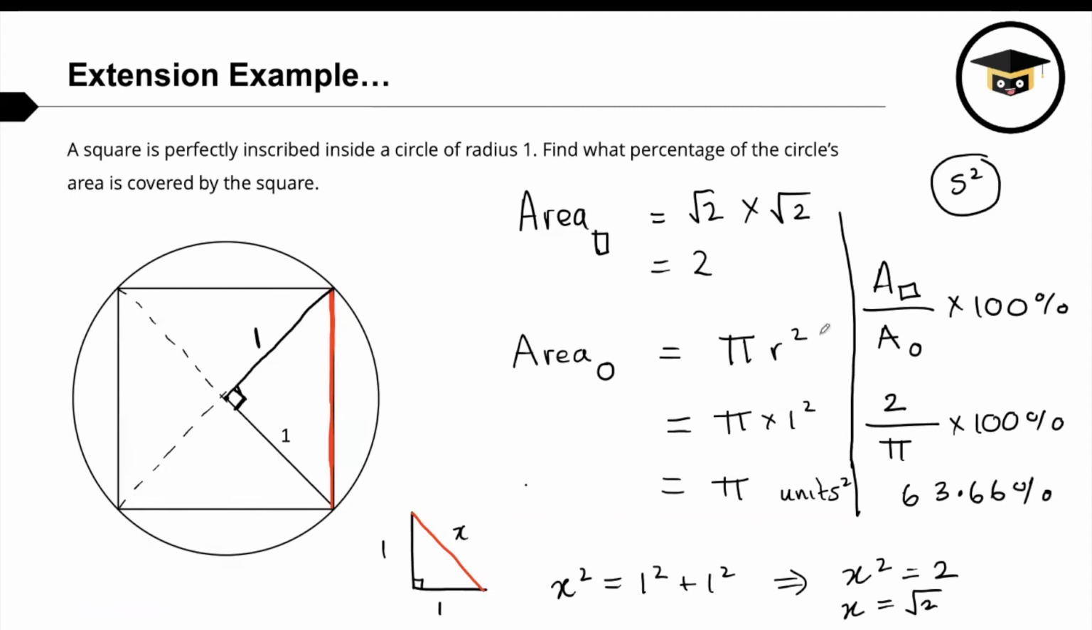63.66%. It doesn't actually tell us in the question whether they wanted to 2 decimal places or not. So you can either leave it like that or if you want, you can just say to the nearest percentage. So that would be 64%. And so this would be our final answer.